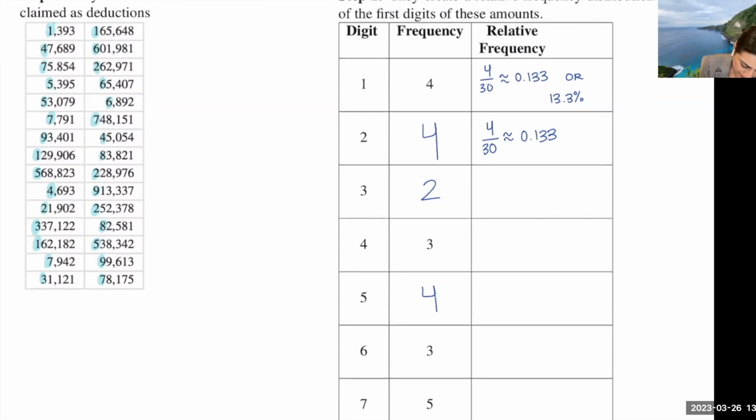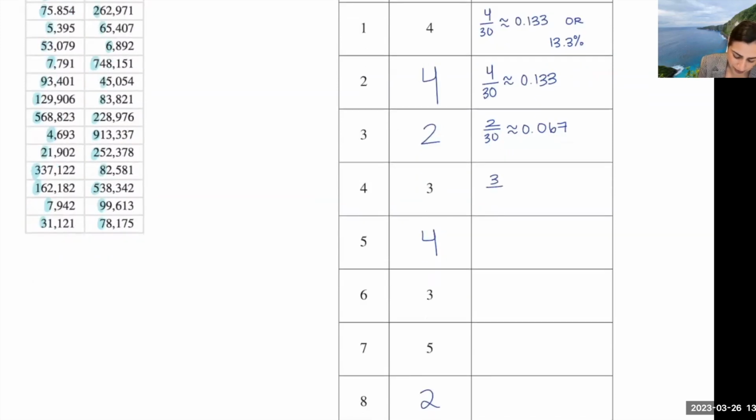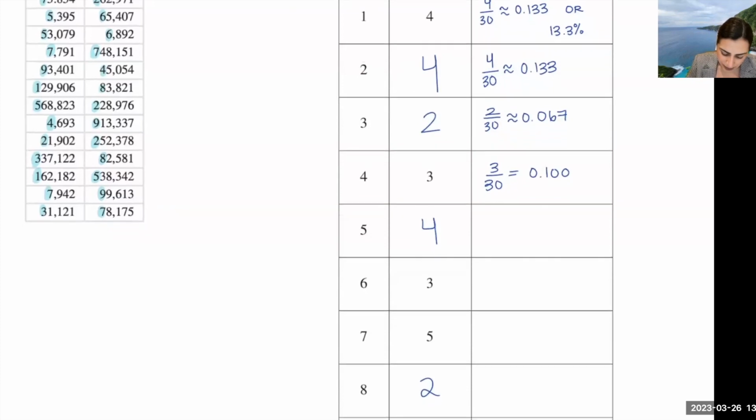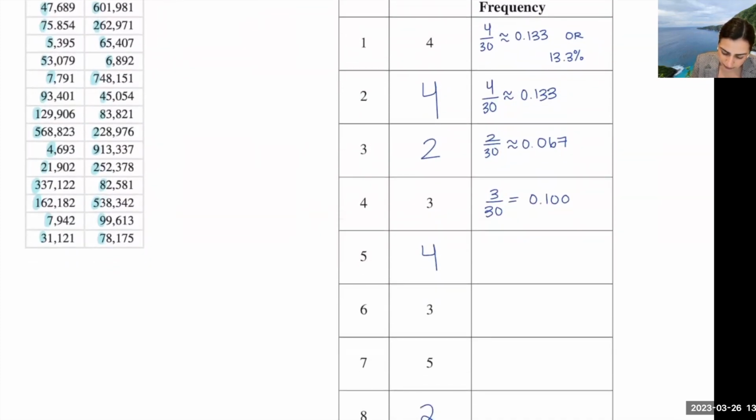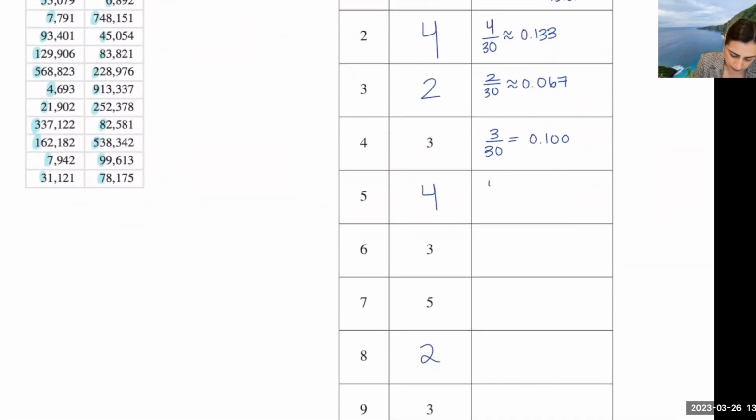So this is going to be 2 divided by 30, and that's going to be approximately 0.067. And then we have 3 divided by 30, which is equal to 0.10. It seems like I'm rounding to 3 decimals, so I'll just do 0.100. And then for the next one, it's 4 out of 30, which we already calculated. And this is approximately 0.133.